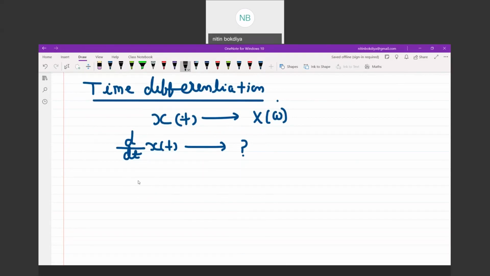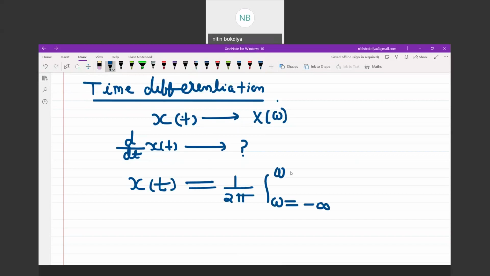So let's start. Can I say x of omega, x of t? Let's start with this. x of t is equivalent to 1 by 2 pi integral from omega equal to minus infinity to omega equal to infinity x of omega into e to the power j omega t into d omega.